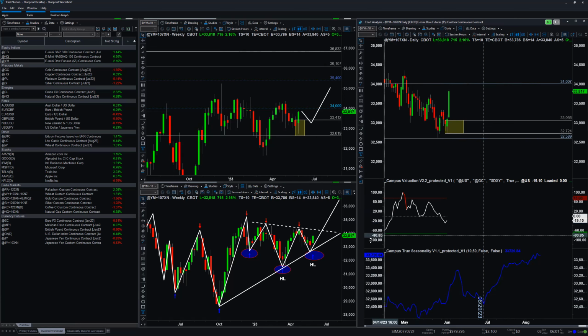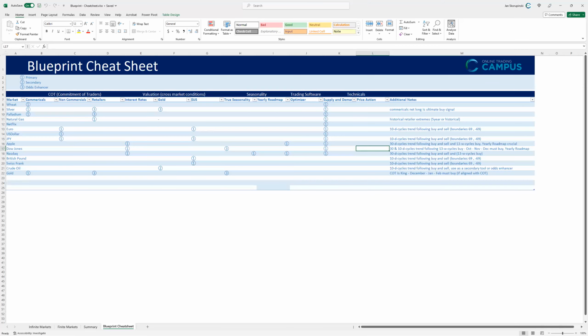So this is all we need to do, right? That's our job done. Now, if we go into our blueprint cheat sheet, then we've talked about the Dow Jones before.